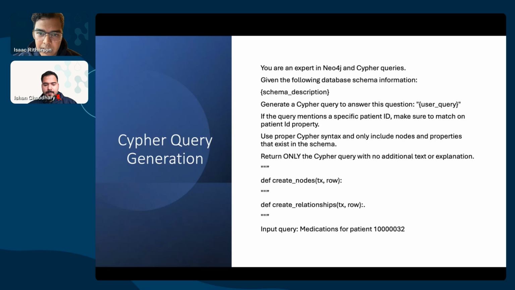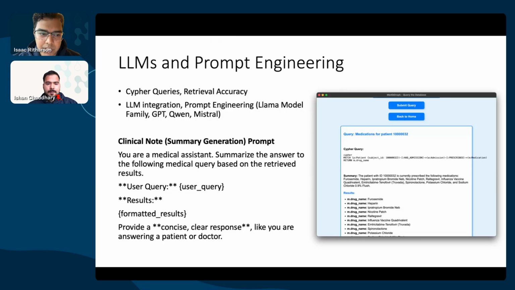So we implemented agents and we allowed for the Cypher query generation, where we told the LLM that it's an expert in Neo4j and writing Cypher queries, and we gave it certain instructions, giving the schema description and the nodes and relationships, along with an input query, asking it to generate a Cypher query. This Cypher query helps us to pull the information from the Neo4j Aura database and then produce clinical summaries or notes that can help doctors and other clinicians to make better decisions.